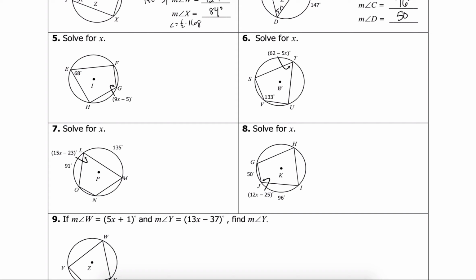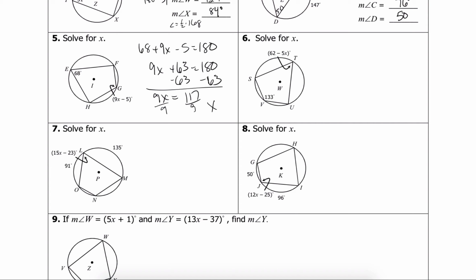For number 5, we know that opposite angles add to 180. So we're going to do that. 68 plus 9x minus 5 equals 180. So 9x plus 63 equals 180. So I get x equals 13. Okay. Number 6 is just like it. I want you to try that on your own, please.